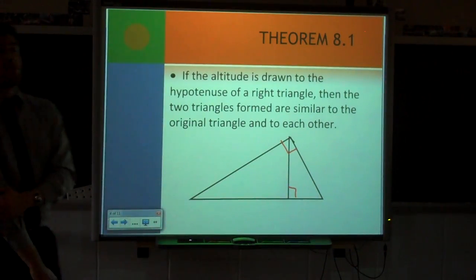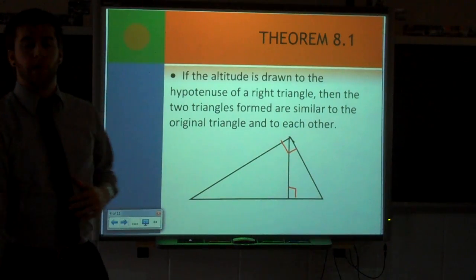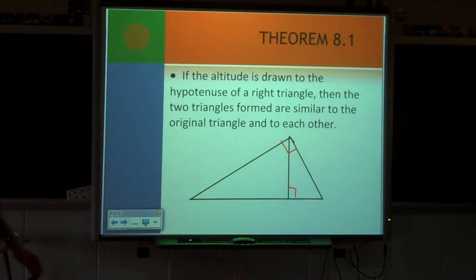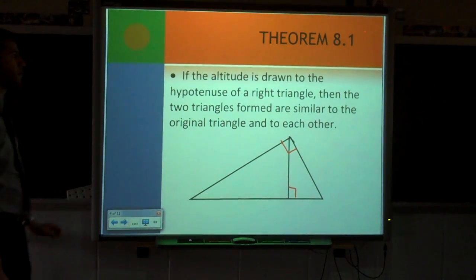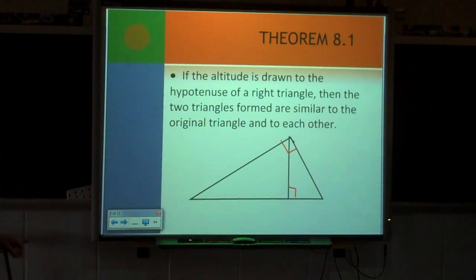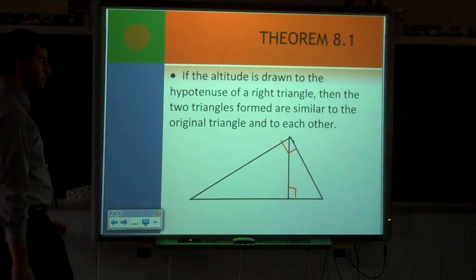We're going to apply this into triangles, and this is going to relate back to what we did in the last previous chapters. If the altitude is drawn to the hypotenuse of a right triangle, then the two triangles formed are similar to the original triangle and to each other.